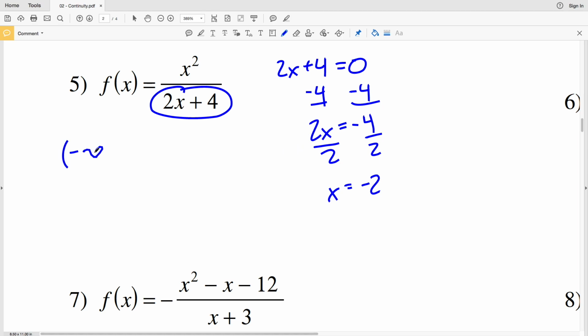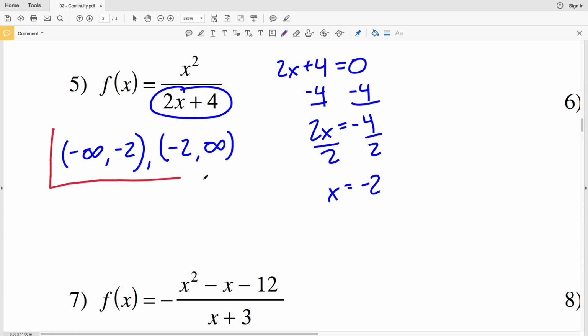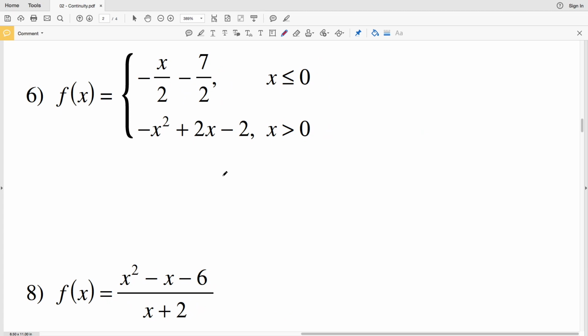But from negative infinity up until that point negative 2, my function is continuous. And then from negative 2 on to positive infinity, my function is continuous. So those are the intervals on which my function is continuous. Let's move on to number 6. In number 6, we have a piecewise function.